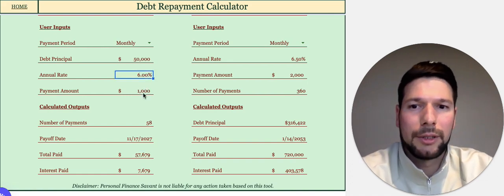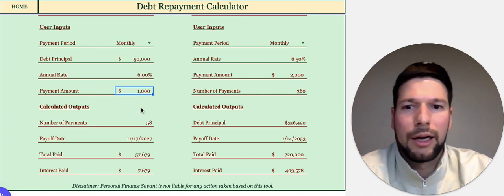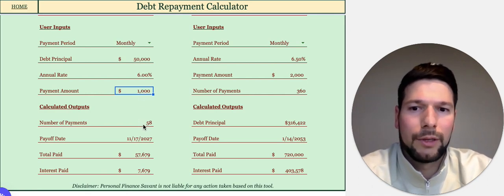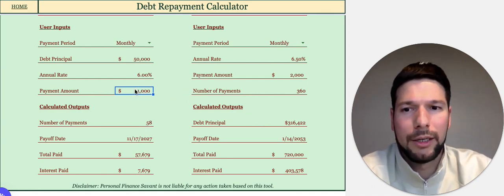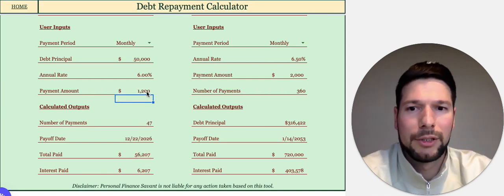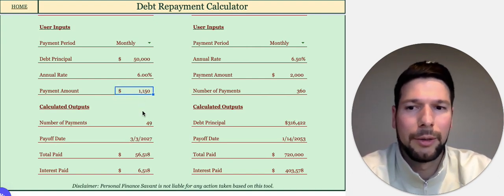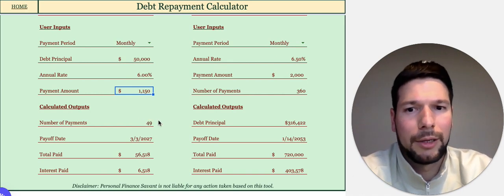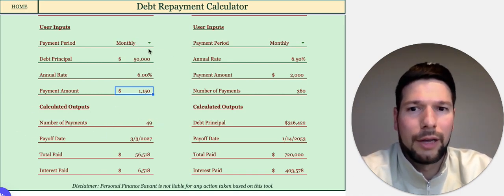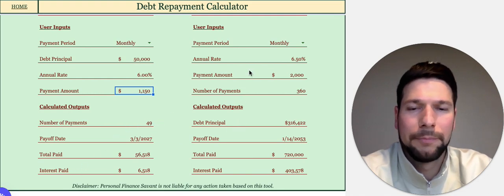And just to play with some of the numbers here, let's say for me, I would be like, all right, I want to pay this off within, call it 50 months. How much would I need to pay per month to pay it off in 50 months? And just play around with these numbers here. So if I pay $1,200, I'll pay it off ahead of my goal. If I pay $1,150, I'll be pretty much at my goal of about 50 payments. So you can toggle those however you like, and it will give you your outputs automatically.